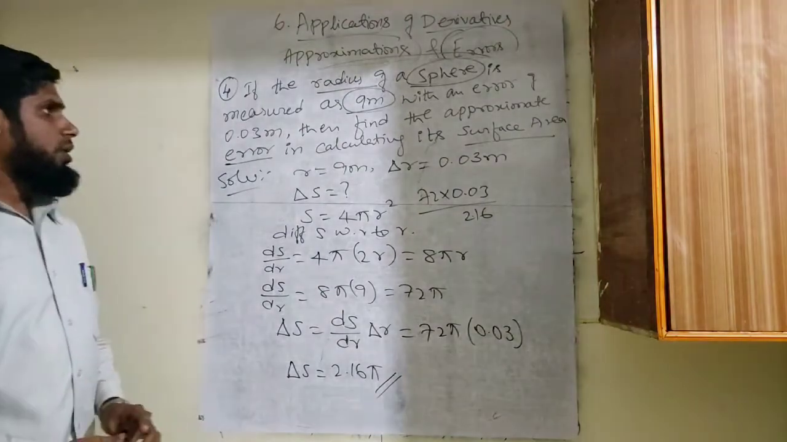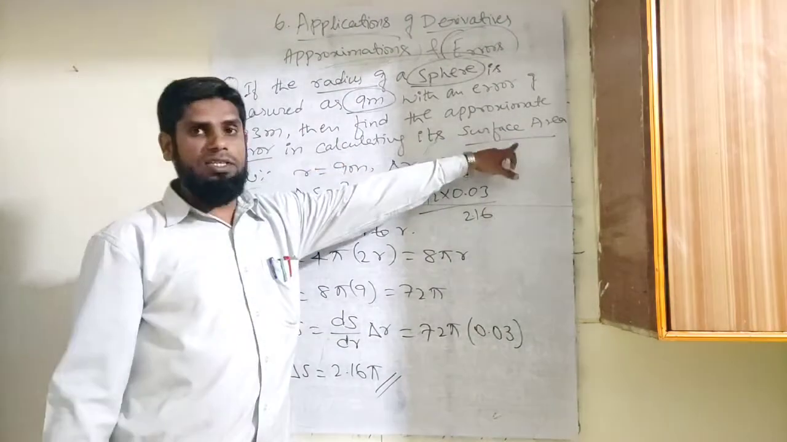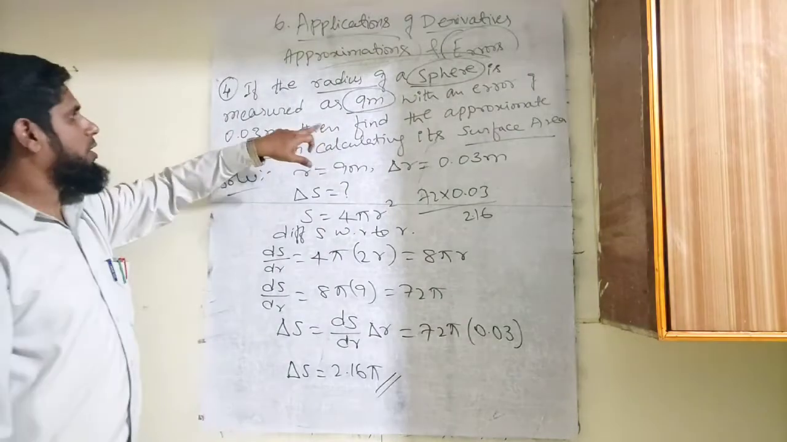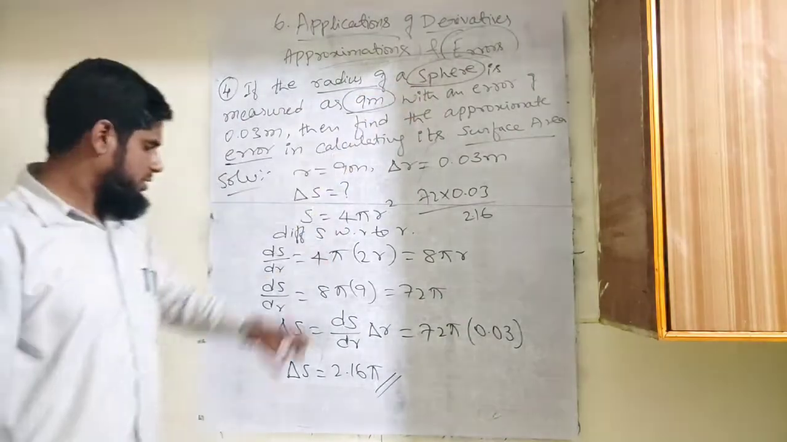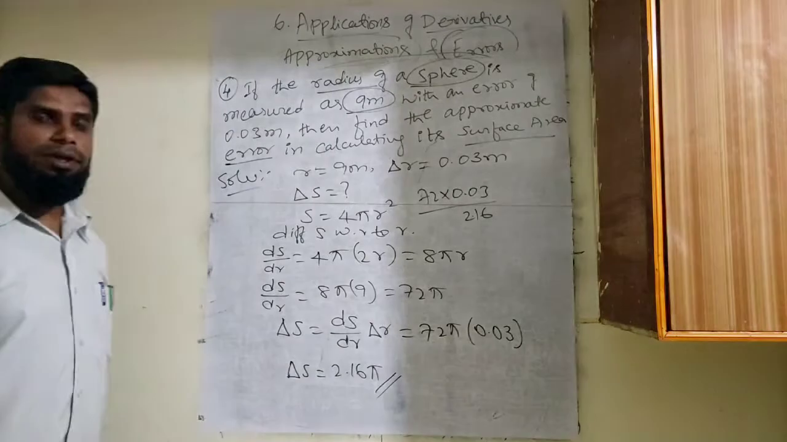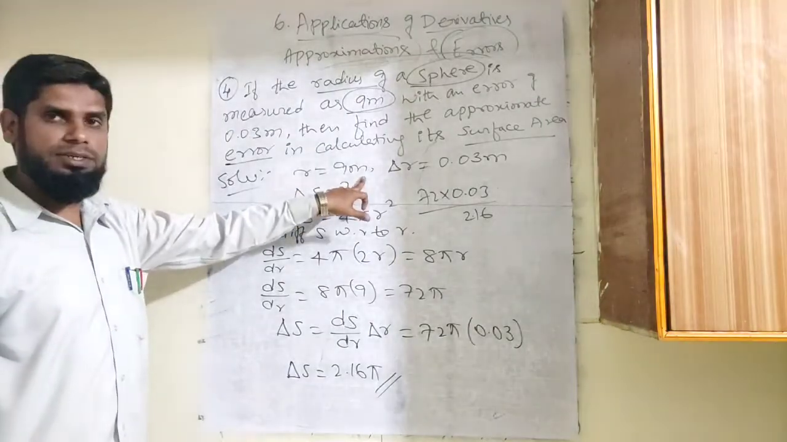So student, the approximate error in calculating surface area of the sphere is 2.16 pi when its radius is 9 meters.